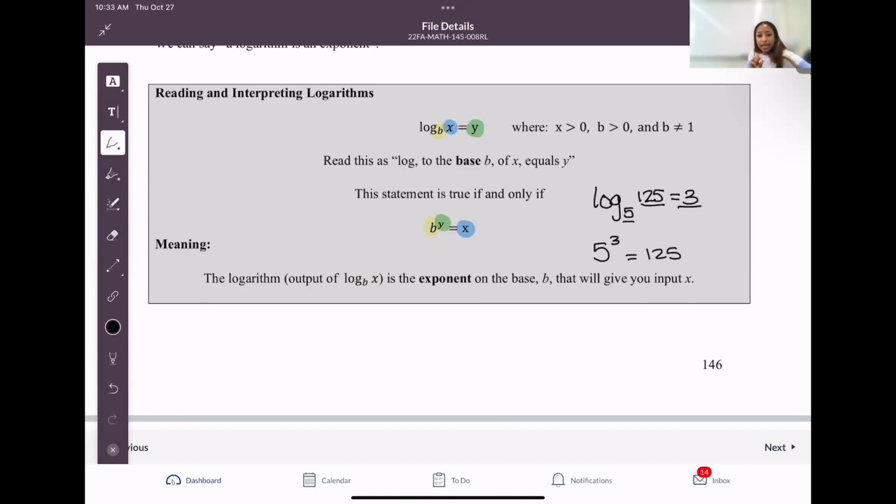So the base is the same. Whatever the logarithm equals, that's what your exponent should be. And then we'll set the exponential expression equal to 125, where we're taking the logarithm up.